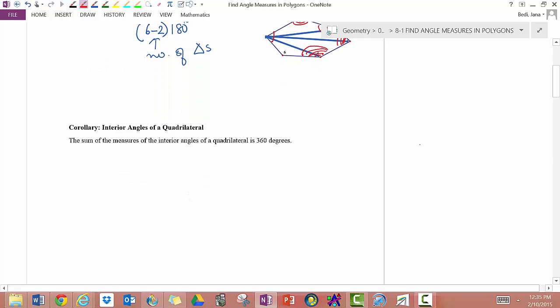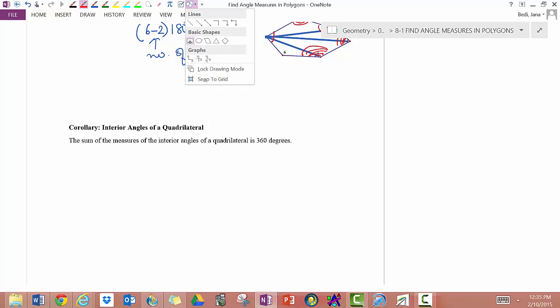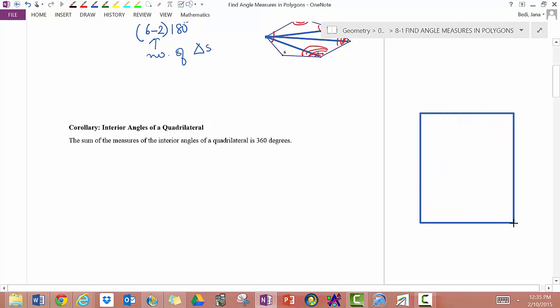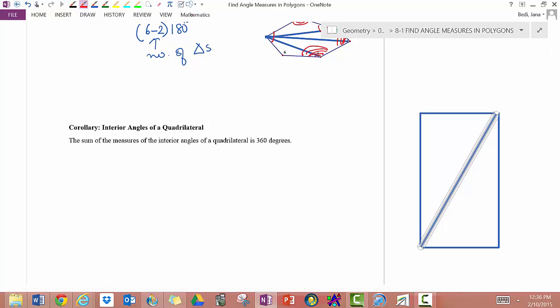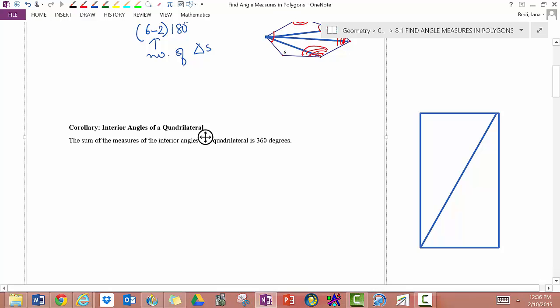Interior angles of a quadrilateral. Well, we know that a quadrilateral has 4 sides. So this looks like a rectangle, and it doesn't have to be a rectangle. So if I take a vertex, I can create 2 triangles from it, and 2 times 180 is 360. The sum of the angles of a triangle is 180. The sum of the angles of a quadrilateral, any quadrilateral, square, rectangle, any 4-sided polygon, is 360 degrees. And those 2 numbers are very useful to remember.